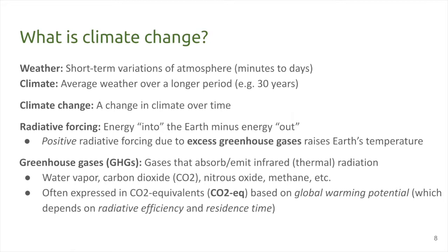And then also, how long does that greenhouse gas stay in the atmosphere? That's called its residence time. These two things together make up a global warming potential, which is relative to carbon dioxide. So carbon dioxide has a CO2 equivalent global warming potential of 1, and other greenhouse gases have larger ones. Depending on the time frame you're looking at, for example, methane has 30 to 40 times the global warming potential of carbon dioxide.